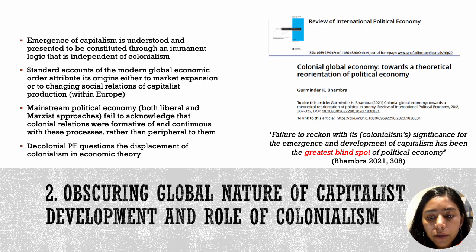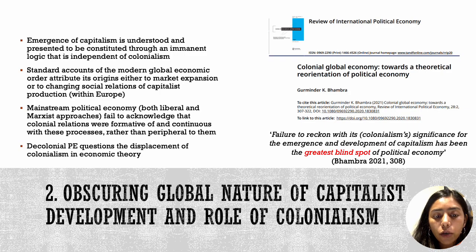So, as pointed out in the previous slide, the second problem is therefore an obscuring of the global nature of capitalist development and the role of colonialism in it. The emergence of capitalism is understood and presented to be constituted through an immanent logic that is independent of colonialism. Standard accounts of the modern global economic order attribute its origin either to market expansion or to changing social relations of capitalist production within Europe. Mainstream political economy, both liberal and Marxist approaches, fail to acknowledge that colonial relations were formative of and continuous with these processes rather than peripheral to them.